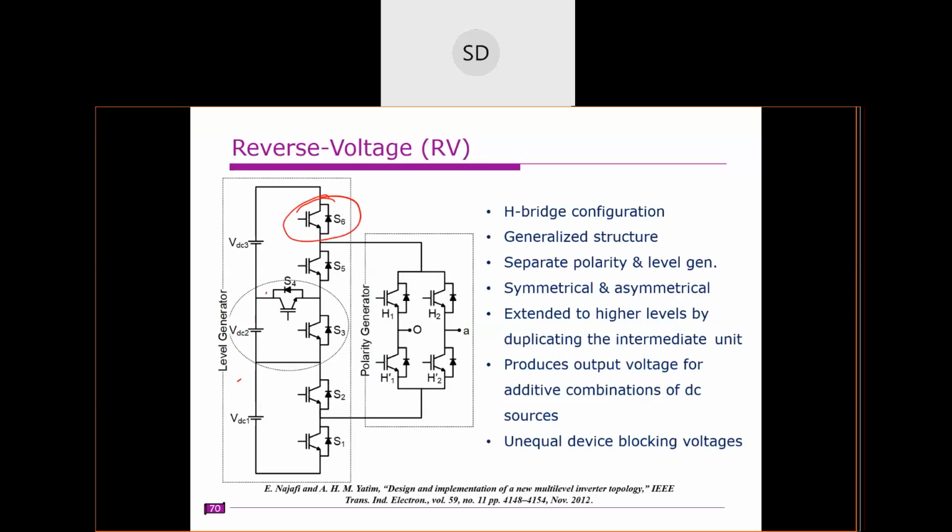VDC1 plus VDC2 plus VDC3. It's right. So I will show you. For example, you are getting a 0 voltage level. So this is to get a 0 voltage, right? Agree? So now what is the blocking voltage for this switch S6?